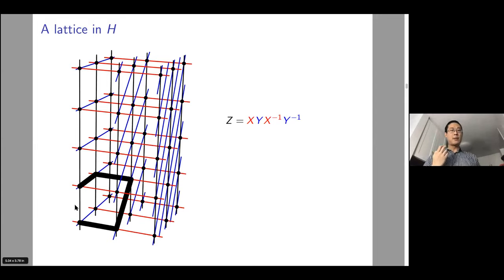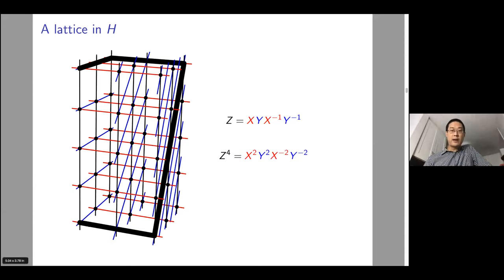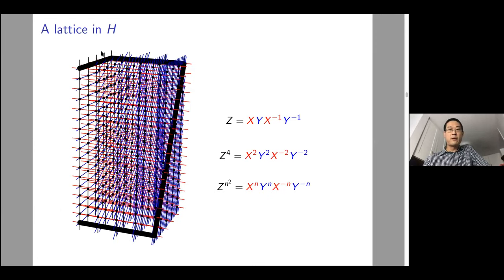There are a couple things to notice about this graph. One is that we have these spirals. So here's a small spiral here, but we have these spirals of all scales in this graph. If I look at X squared, Y squared, X to the minus two, Y to the minus two, that corresponds to moving up by a distance of four. If I look at X to the fourth, Y to the fourth, X to the minus fourth, Y to the minus fourth, that's equal to Z to the 16th. And more generally, I can write Z to the n squared as a product: X to the n, Y to the n, X to the minus n, Y to the minus n. So we have these spirals occurring at all scales.